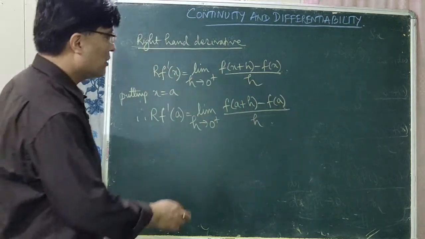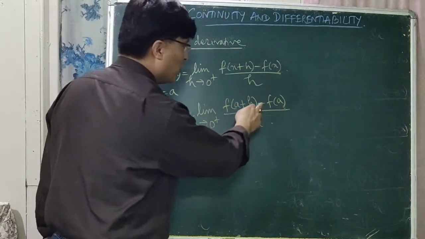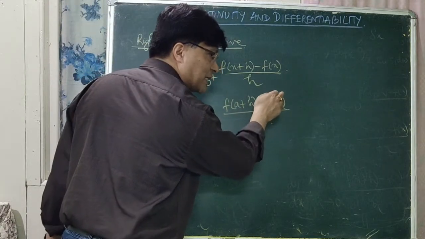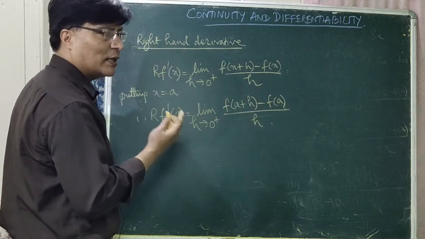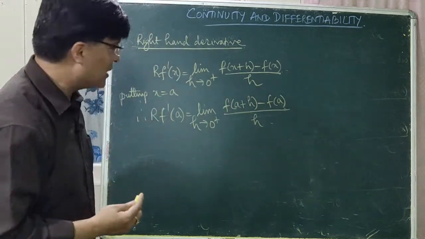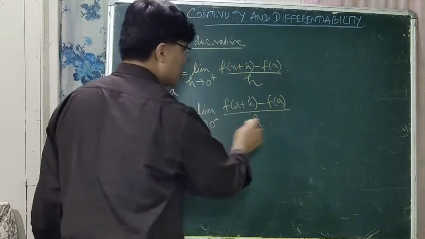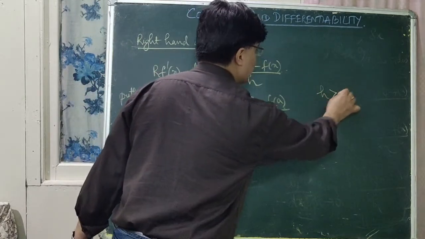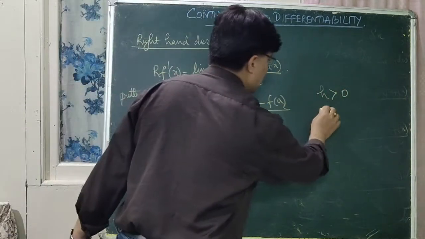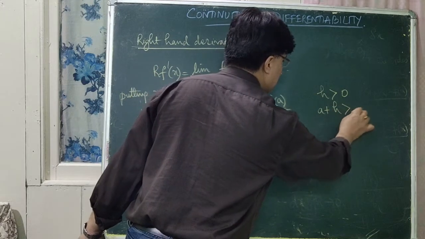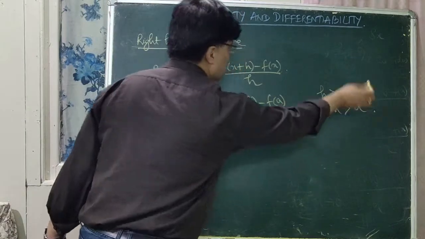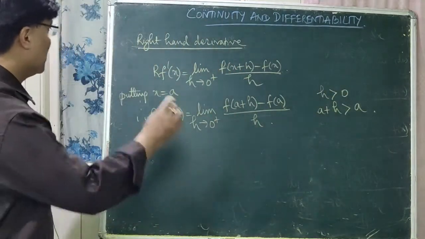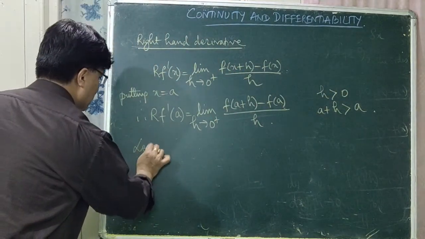Is that clear? So f of a means the value of the function f of x when x is exactly equal to a. In this case, what does a plus h mean? h tends to 0 plus means h is greater than 0. You add a on both the sides, a plus h is greater than a. Is that clear?